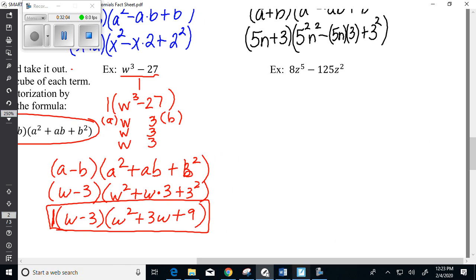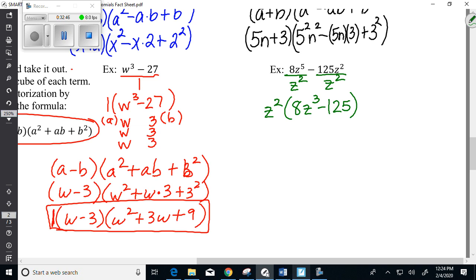Second example. Second example, same rules apply. Look for greatest common factor, which this definitely has a greatest common factor. And that greatest common factor is the z's. You can divide both parts by z squared. You take out z squared, you're left with 8z to the third minus 125. And always look for a greatest common factor. It could save you a headache.